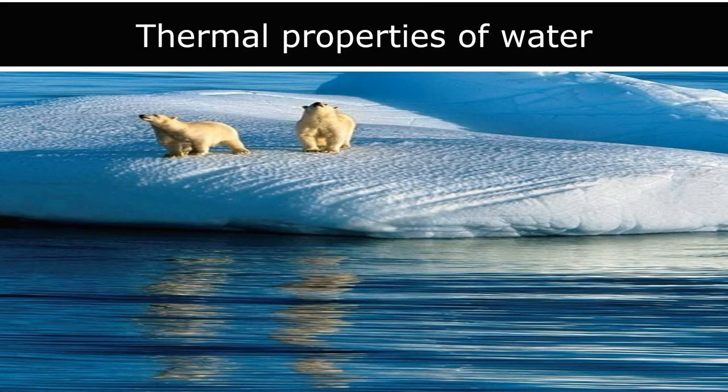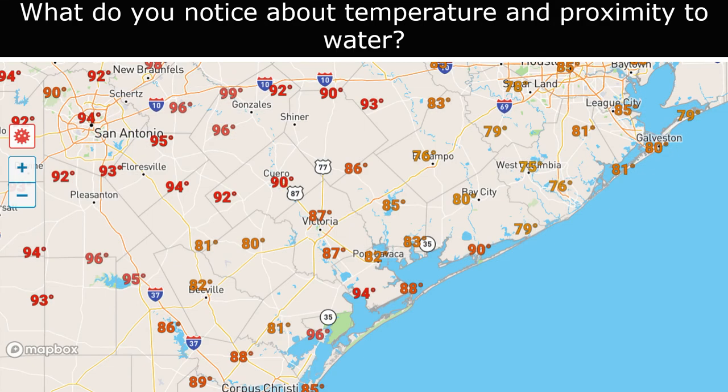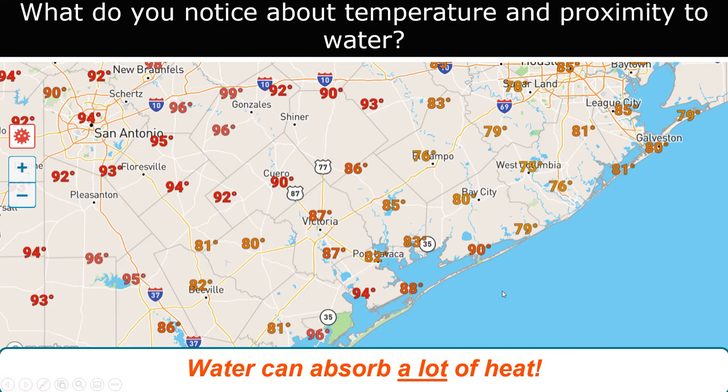So water has a number of really important thermal properties, particularly for aquatic organisms. So if I show you this graphic that I took a screenshot of, the temperature distribution is probably worse than this now. Do you notice something about the temperatures near the coast compared to how they are inland? Oh, hey, it has a little virus graphic there. Weird. So what you might notice is that the temperatures are cooler near the coast, and that's because water itself can absorb a lot of heat just by itself.